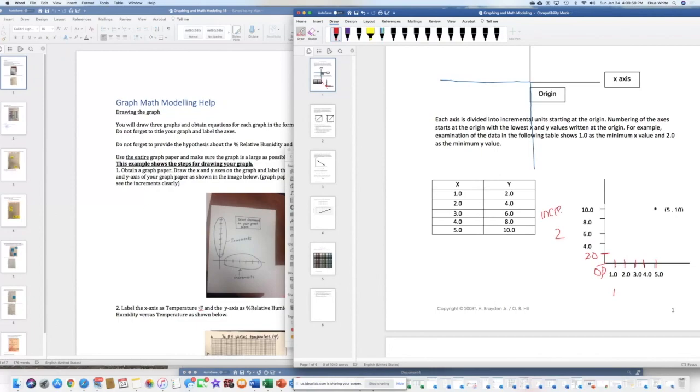The increments. Sorry, I'm writing with my mouse, so I have to write slowly. Increment, okay? 2. And here for the x-axis, the increment is 1.